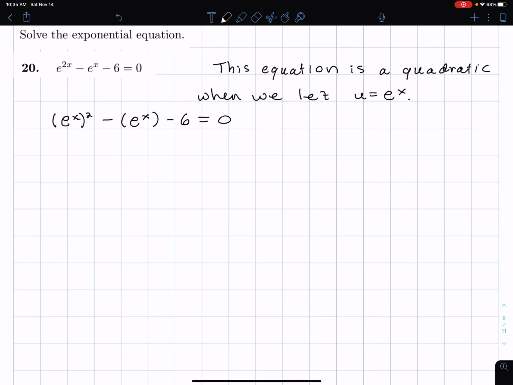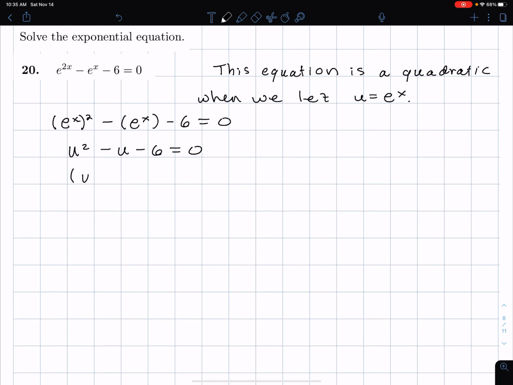Well, I'm saying let u equal e to the x, and I get u squared minus u minus 6 equals 0. And I hope this factors. I think it does. Negative 6 is equal to negative 3 times 2, and negative 3 plus 2 is negative 1, so that's the factorization. I get u equals 3, u equals negative 2. Now I go back, and what's u? U is e to the x.